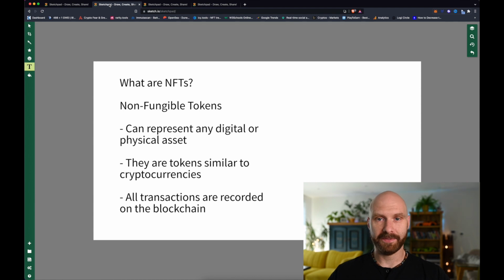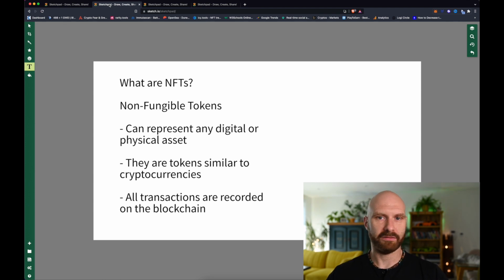So now let's look at NFTs. So NFT is simply a non-fungible token, and all that means is essentially unique. So it's a token just like any other cryptocurrency. Cryptocurrencies are tokens, but what makes it different is that each NFT token is completely different. It's completely unique. So a normal cryptocurrency is a bit like money.